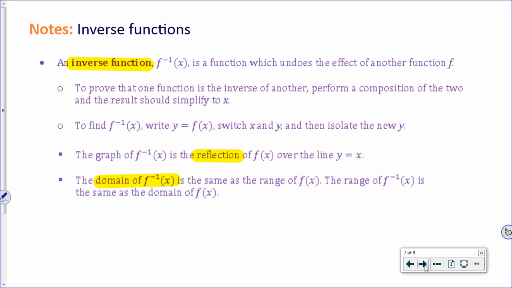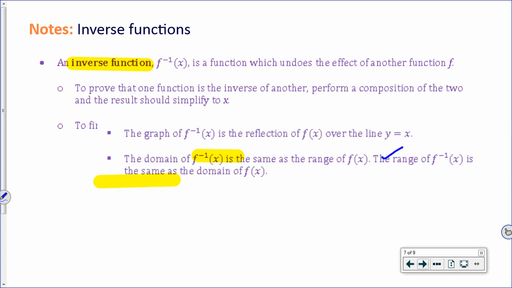This is where you're switching x and y, and then solving for the new y to get the inverse function. Not every function has an inverse, but the ones that we tend to be asked about on exams do. Any tricks to this? We have 2 facts about inverses. The fact that an inverse function is a reflection of the original function over the diagonal axis, or the line y equals x.